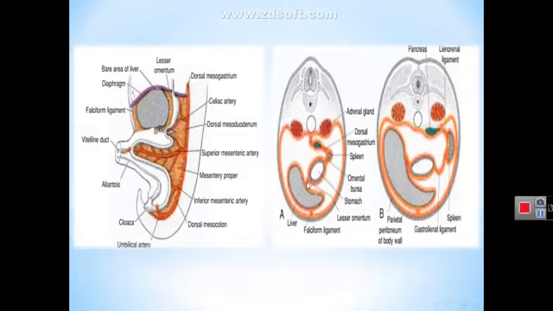This is the lesser omentum. The falciform ligament connects the liver to the ventral abdominal wall, and this is the spleen, formed within two leaves of the dorsal mesogastrium. This is the gastrosplenic ligament, connecting the spleen to the stomach. This is the lienorenal ligament, connecting the spleen to the dorsal abdominal wall in the region of the left kidney.